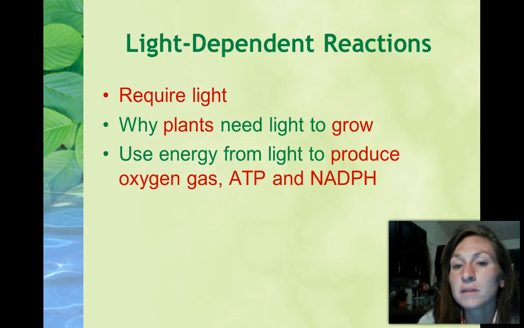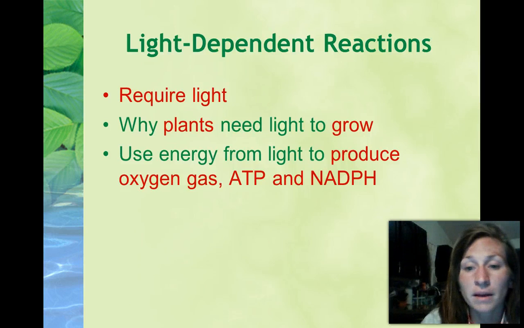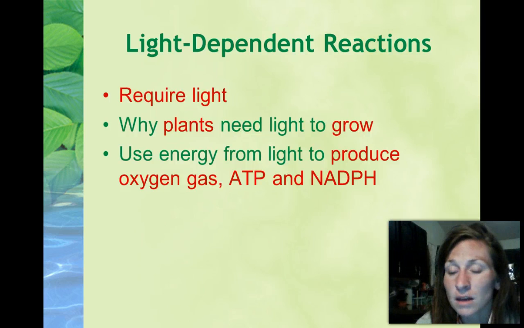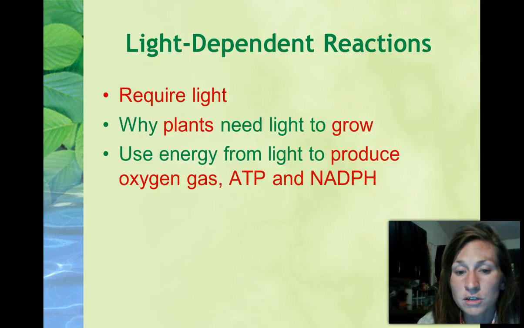So, to wrap up light-dependent reactions, they require light. This reaction is why plants need light to grow, and they use energy from light to produce oxygen gas, ATP, and NADPH. The ATP and NADPH are going to be used to aid in the light-independent reaction. The oxygen gas is released as a product which all organisms use to respire.